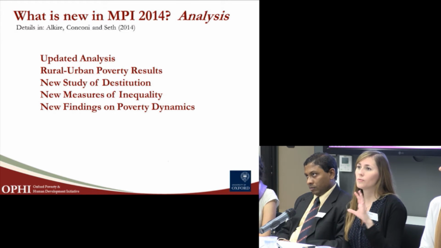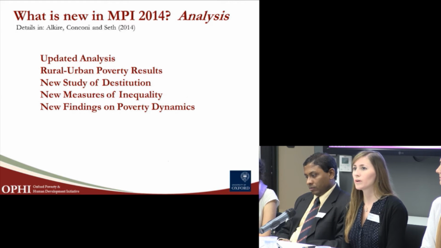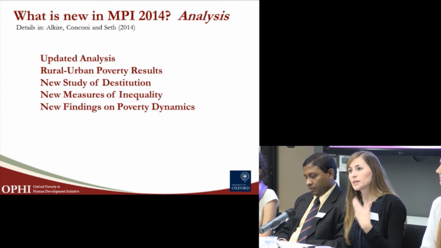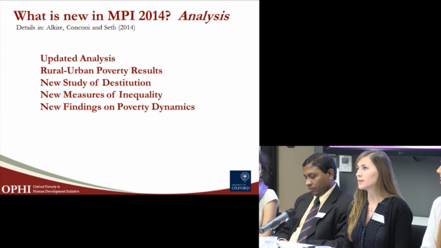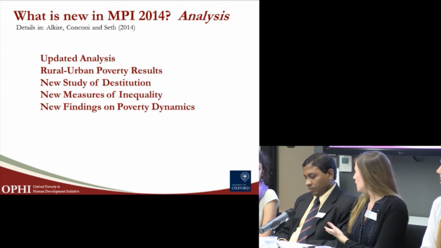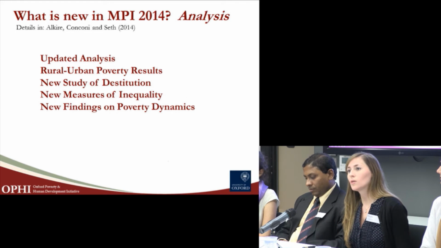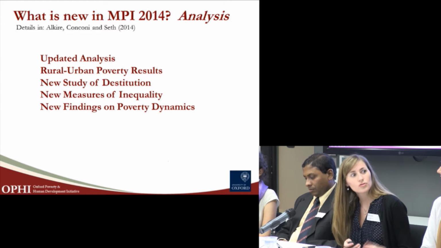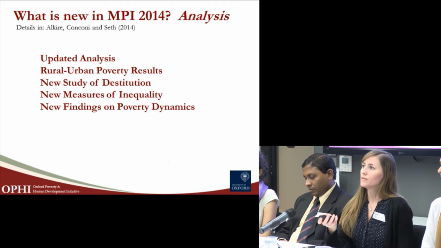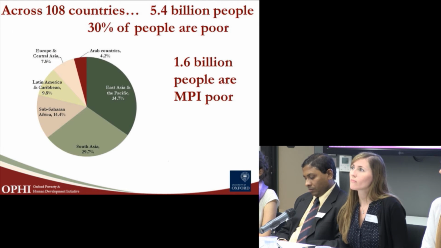So I'm going to present now the basic updated analysis. Then Shuman is going to go over the rural-urban findings. Anna is going to comment on changes over time, or poverty dynamics. Shuman is also presenting a measure on inequality among the poor. And as mentioned by Patty, Sabina will close with the new destitution measure.